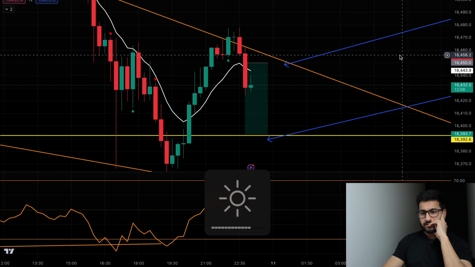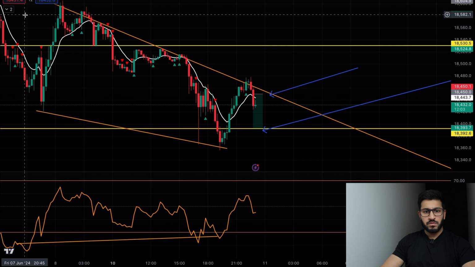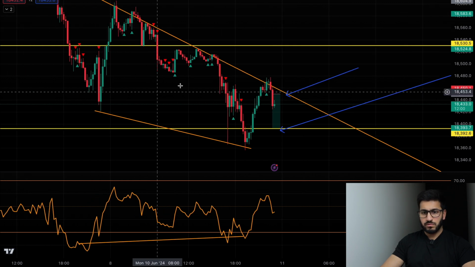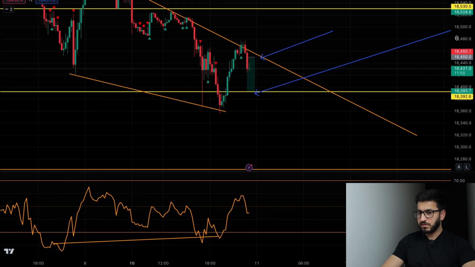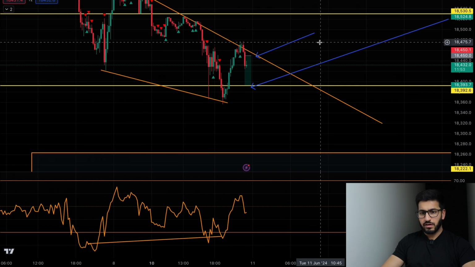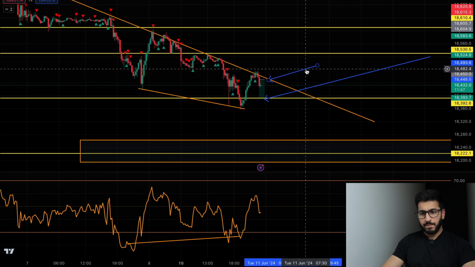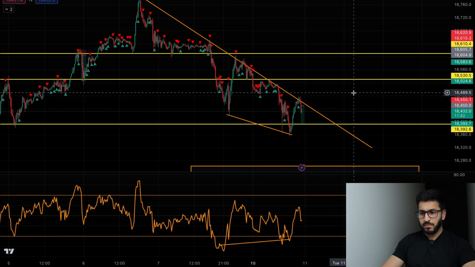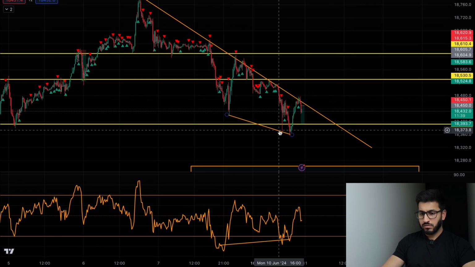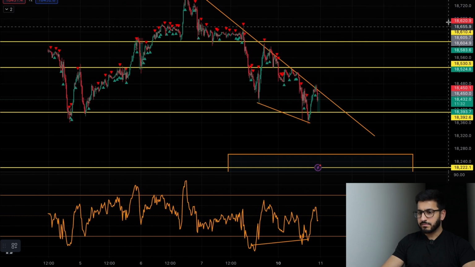Okay, it looks like it's rejecting. I'm just gonna remove all this nonsense. See this trend line on a 15-minute chart. There's a nice rejection on the same trend line, which is also a divergence, and that divergence is what I'm worried about. But that trend line is also a nice channel.